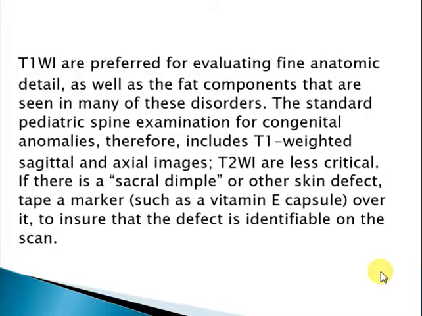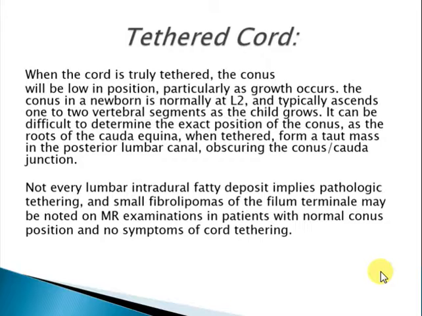Regarding the tethered cord, what do we mean by tethered cord? Tethered cord is a cord in a lower position than normal. If the cord is truly tethered, the conus will be in a low position, particularly as growth occurs. First, we should keep in mind that the conus in the newborn is normally at the L2 level, and as the child grows up, the conus will ascend by one or two lumbar segments.